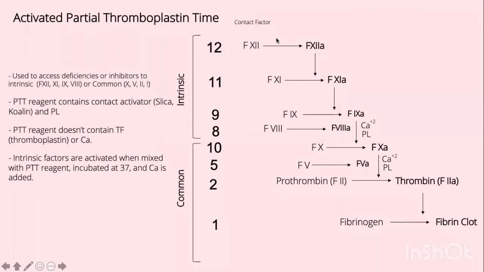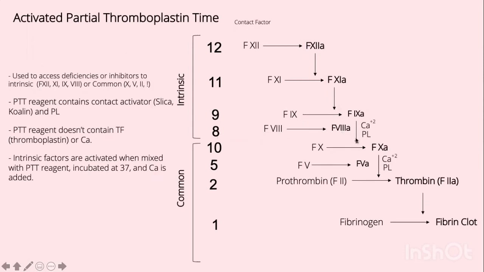This is another way in which blood can form a clot. It starts with the contact factor, which activates factor 12. Factor 12 will activate factor 11, factor 11 will activate factor 9, and then we have active factor 8. We can memorize them like this: we start with factor 12, end with factor 8, and skip factor 10. Why do we skip factor 10? Because factor 10 will be the start of the common pathway. So the intrinsic pathway is 12, 11, 9, 8.